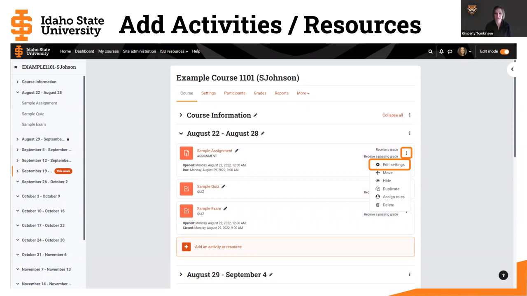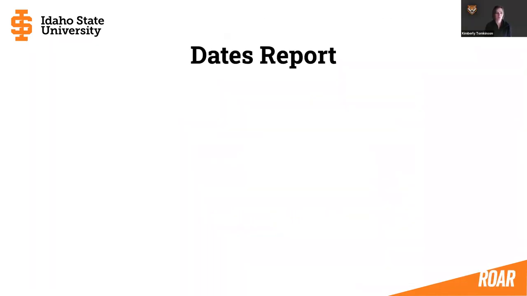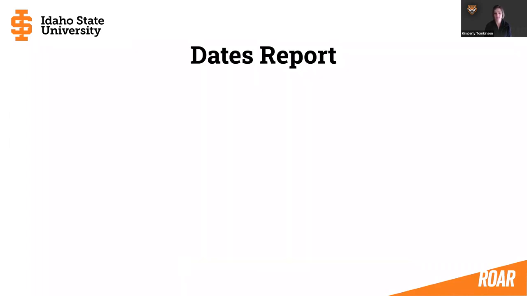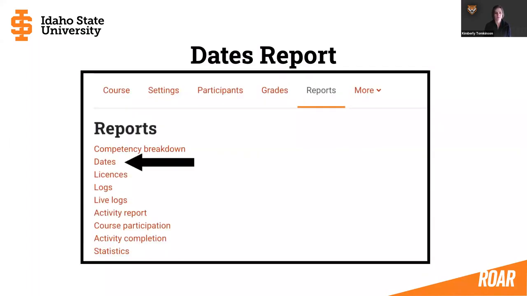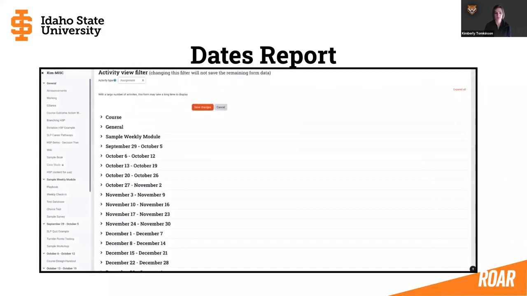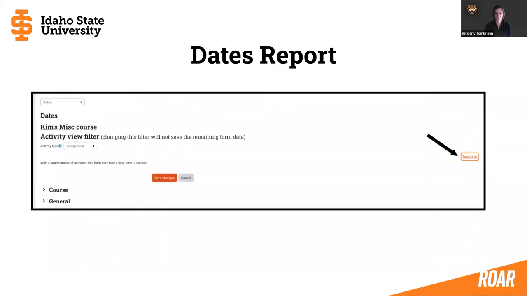Thanks, Sasha. So the dates report allows you to change dates set on activities in your Moodle course all in one place, and it can be a game changer. You'll find the dates report by selecting reports from the menu and then selecting dates from the menu that appears. Then, after you select dates, the weekly sections or modules for your course appear, and you will need to expand them all at once or expand one at a time to see the dates that are set on activities and other items in your course.